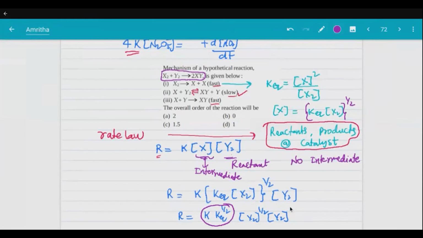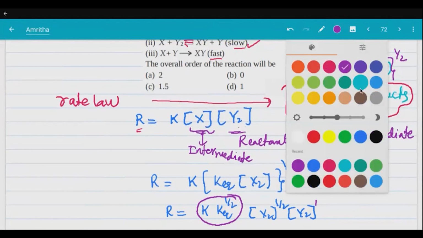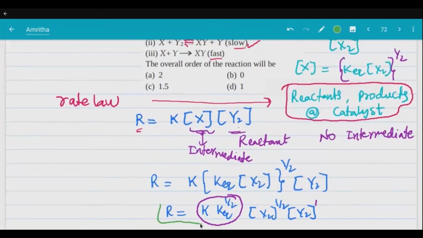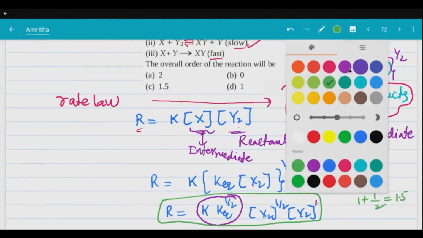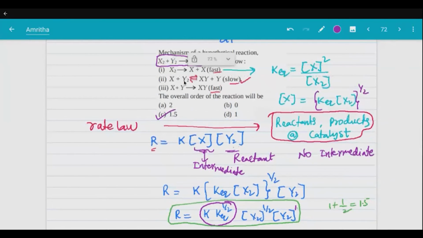And what is the order here? The overall order of reaction is the sum of powers of the concentration terms. This is our final rate law. In the rate law, just look at the powers. What are the powers here? 1 and 1 by 2. So 1 plus 1 by 2 is 1.5. So 1.5 is the order of the reaction. What is the correct option here? Option C. So look at how we have done this.